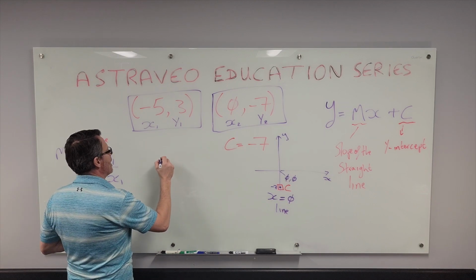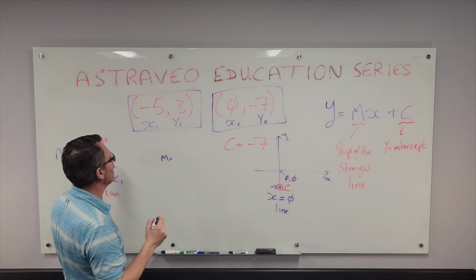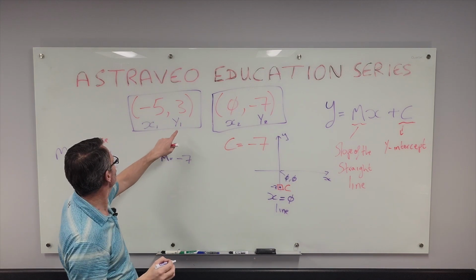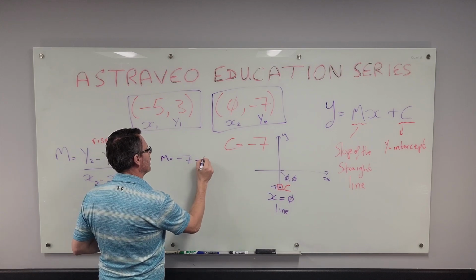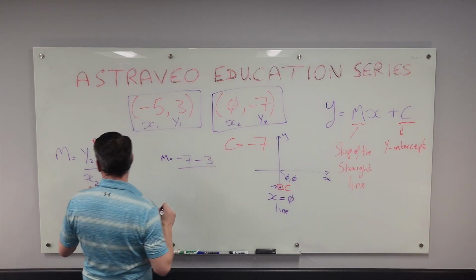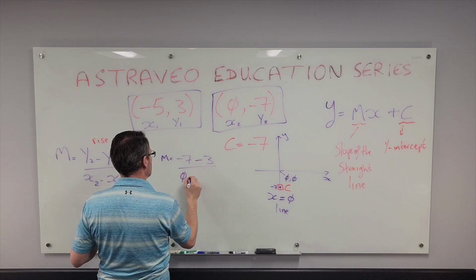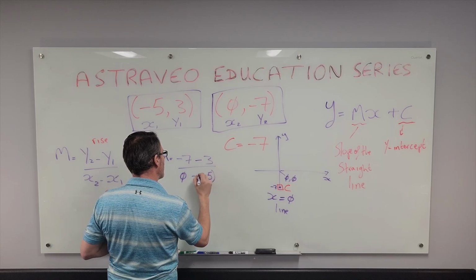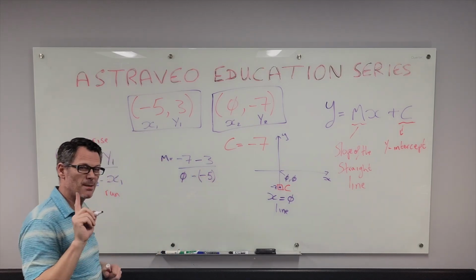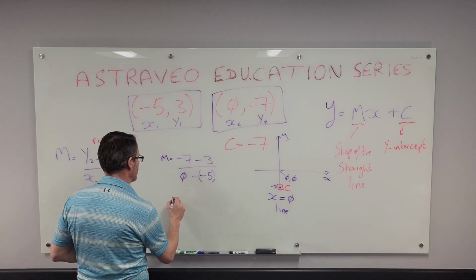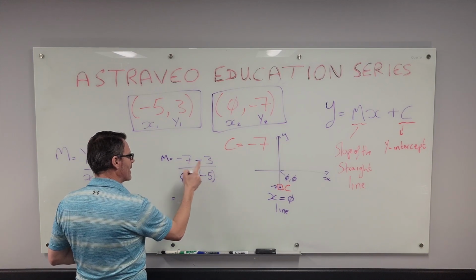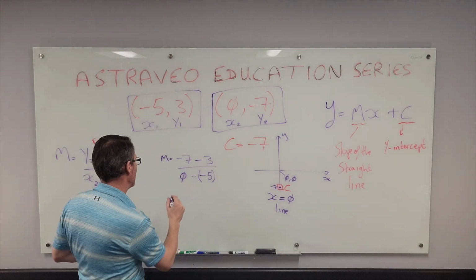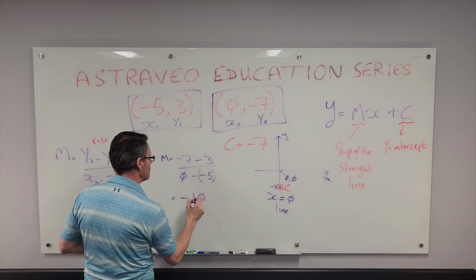Okay, so M equals y2 is minus 7 minus y1, which is 3. Minus 7 minus 3. x2 is 0, we know that, minus x1. Now you've got to be careful here because x1 is minus 5. A minus times a minus is a plus, so we've got to be careful here, it might be tricked up. Minus 7 minus 3, minus 7, it's getting more negative, so it's minus 10. You have to be careful with that one, minus 10.